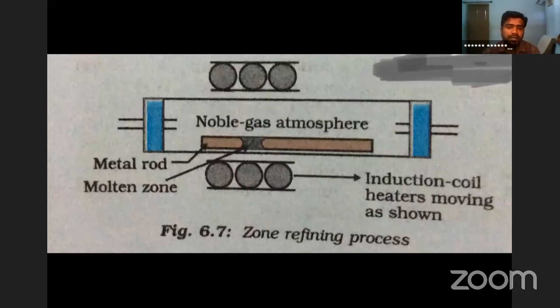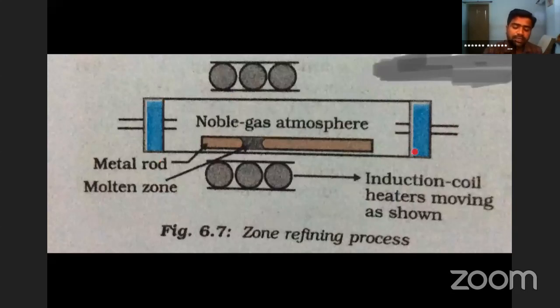What we do here is use these induction coil heaters, which you can see here. These induction coil heaters can be moved. If you move the circular mobile heater, the impurity will come and settle at the corners.